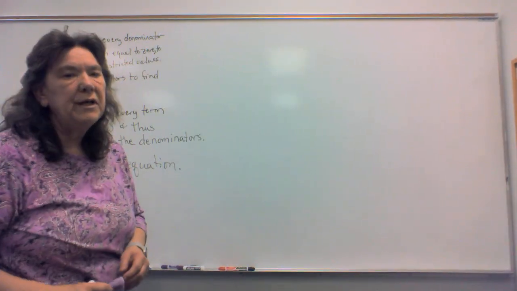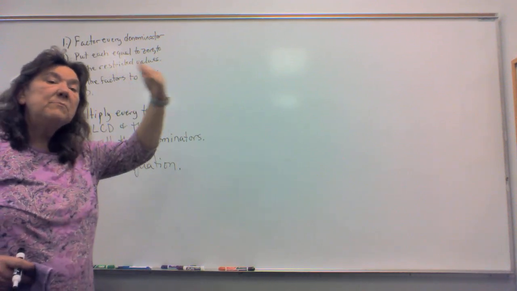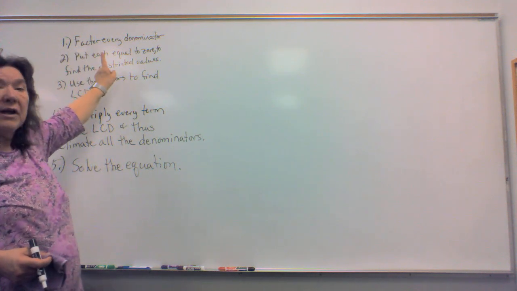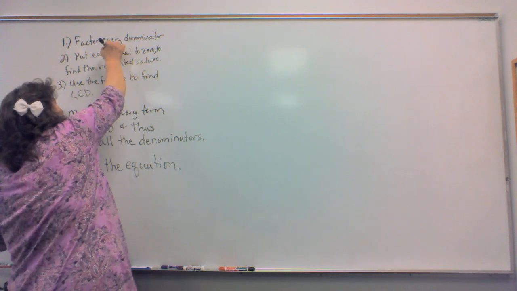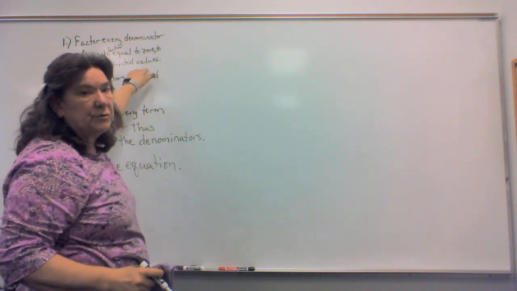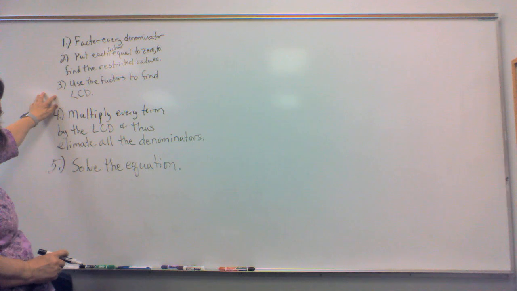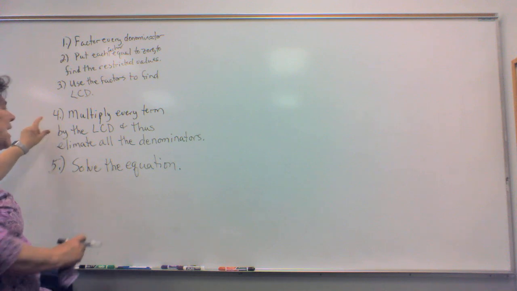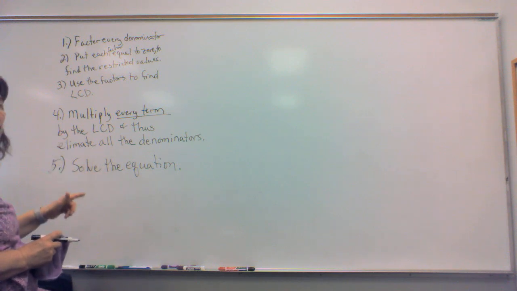Okay, now we're going to look at another possible method for solving these rational equations. This goes one step beyond the method that I just showed you. In this case, again, you're going to factor every denominator, put each factor equal to 0, and thus you will find your restricted values. Now, use the factors to find your lowest common denominator. Now multiply every term by the lowest common denominator, and thus you will eliminate all denominators.